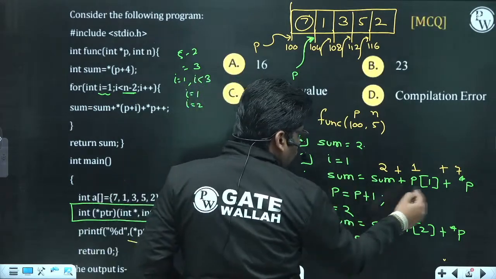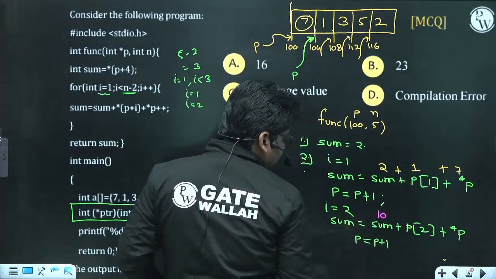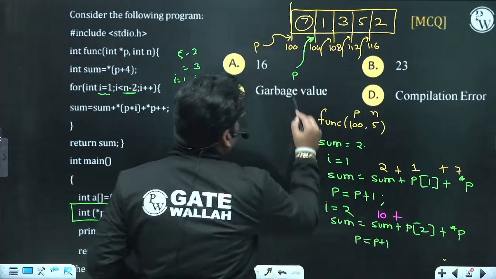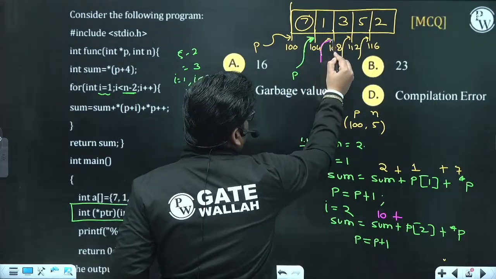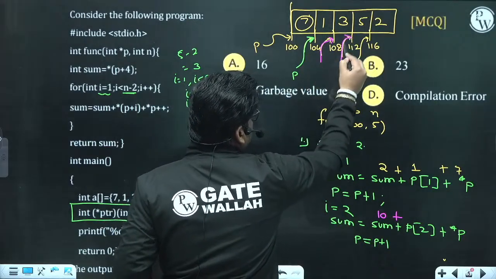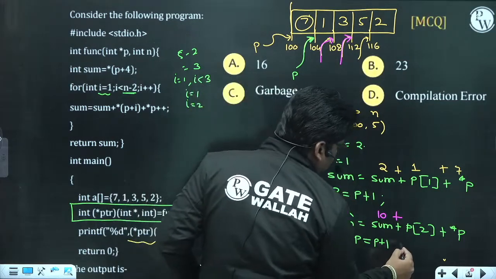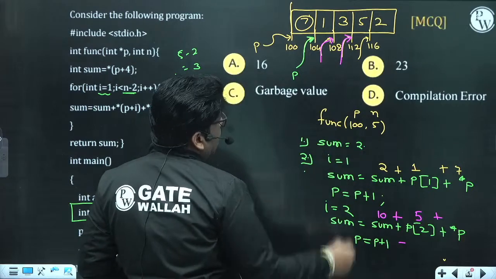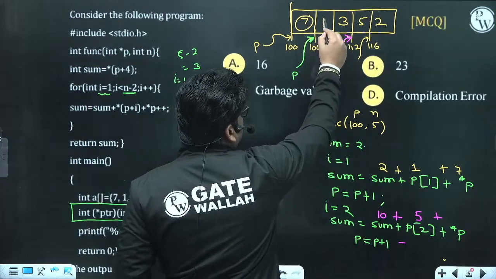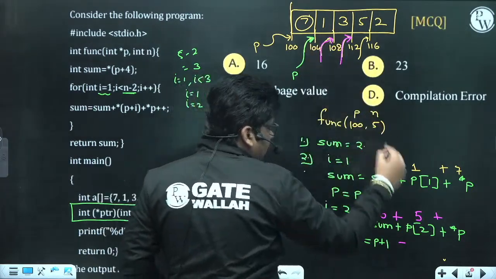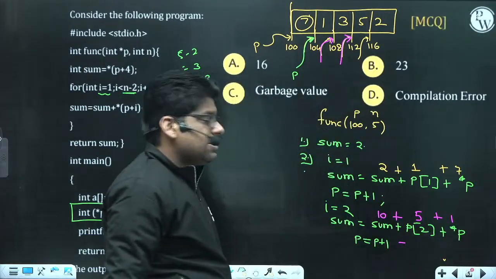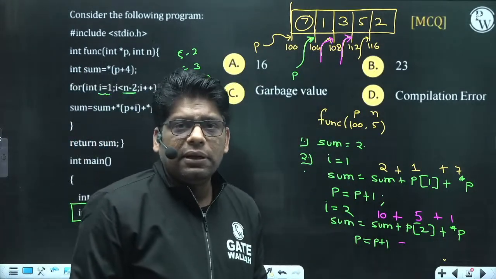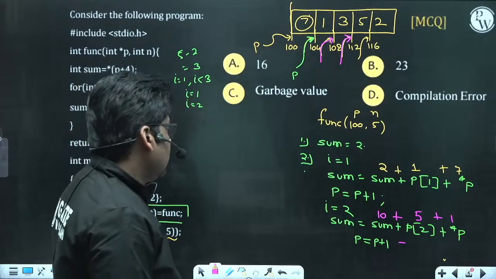Now, what is the old value of sum? Sir, it is 10. Plus, what is P of 2? If this is P, this would be P plus 1 and this must be P plus 2. So, what is P of 2? Sir, P of 2 is 5. And what is the star of P? Sir, star of P is nothing but the value 1. So, can I say the value of sum is 16?